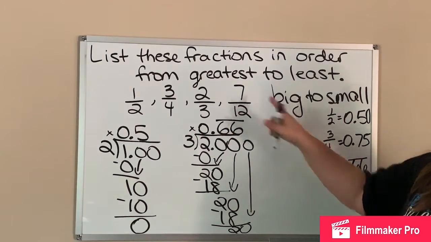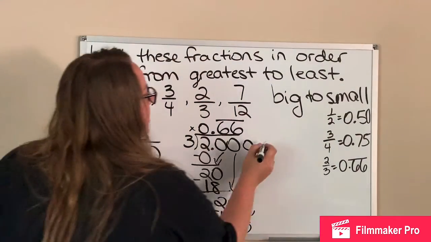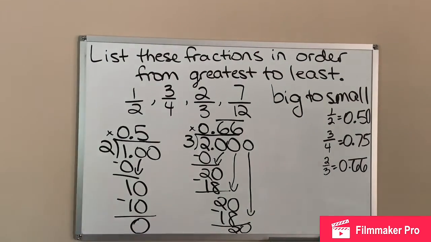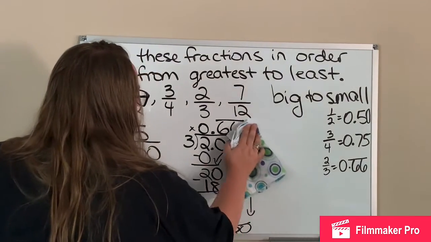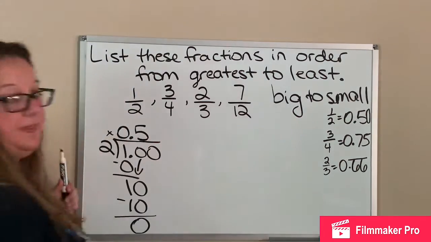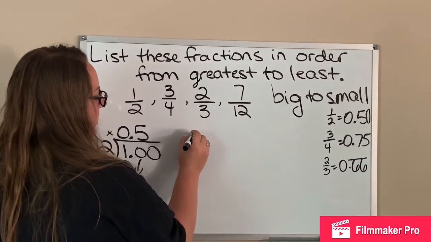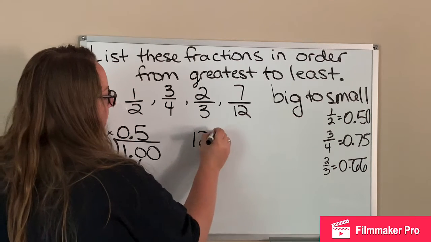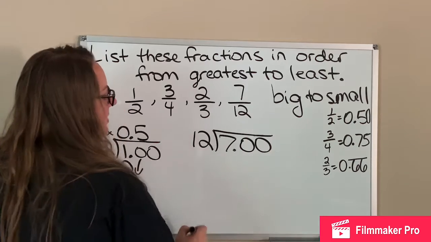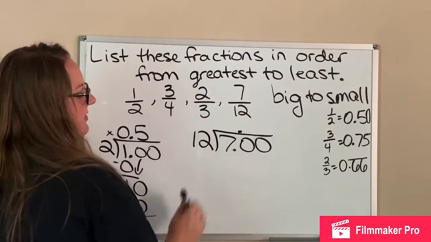So now I'm going to do my very last one, 7/12. And I believe I've got enough room just to fit it in right here. Actually, you know what? I'm going to erase it, so that we have plenty of room to work with. Okay? So I've got 12 as my denominator, that goes on the outside, and I've got 7 on the inside. I put my decimal in, 2 zeros, and I brought my decimal straight up.